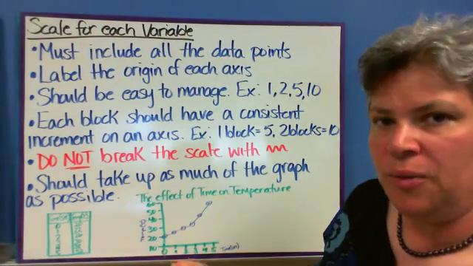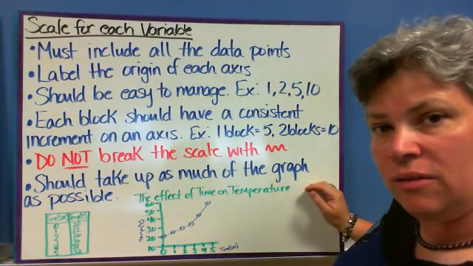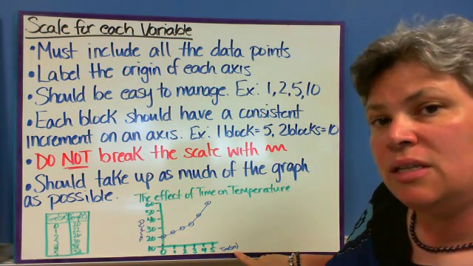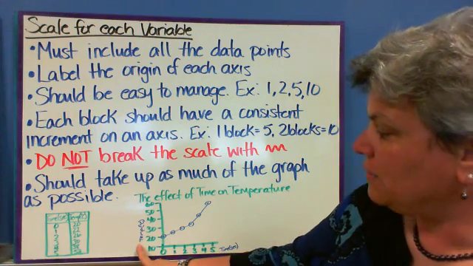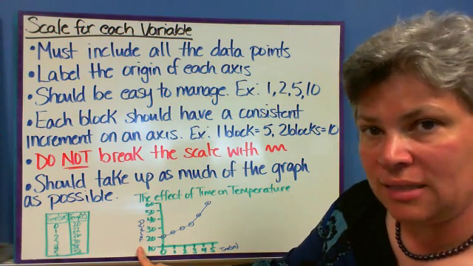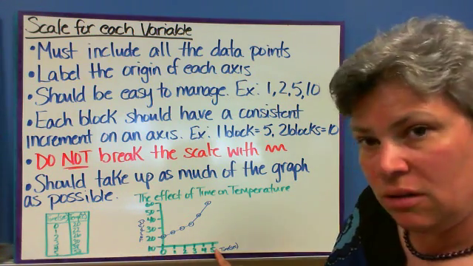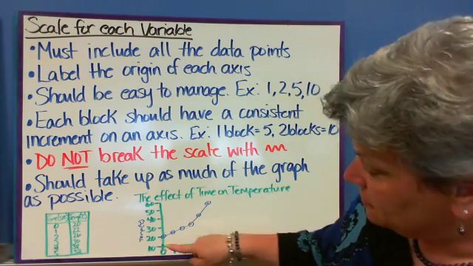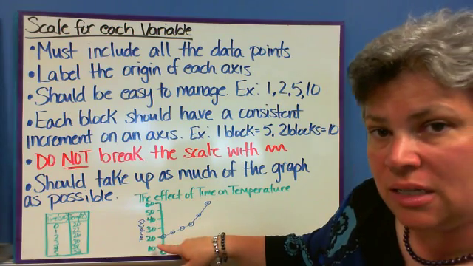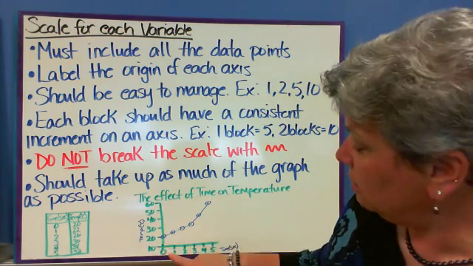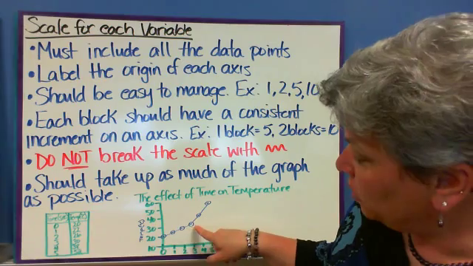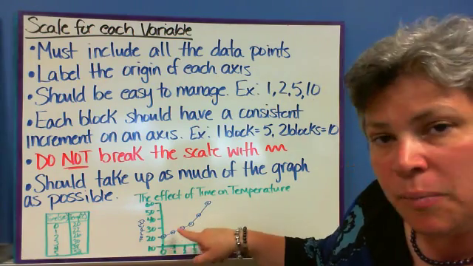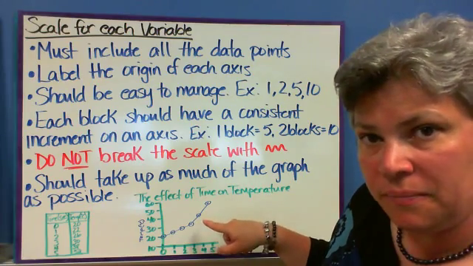So let's look at the sample that I've given you. I have a title, the effect of time on temperature. I have a label with units for my x-axis. I have a label with units for my y-axis. I have a scale. It's a consistent amount. It's easy to go by. I have a scale here, consistent amount, easy to go by. I plotted all of my points. I connected my points with a line. And I have a point protector around each point.